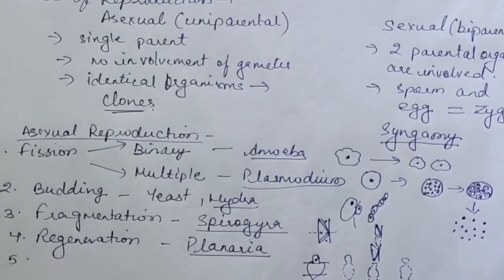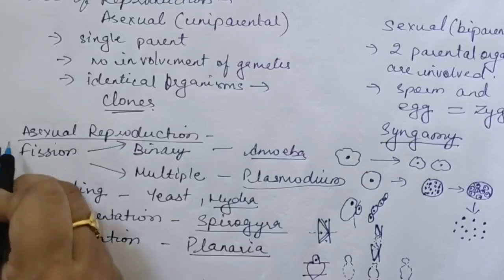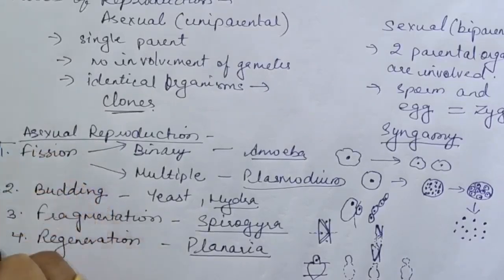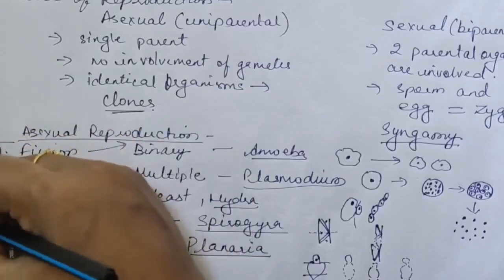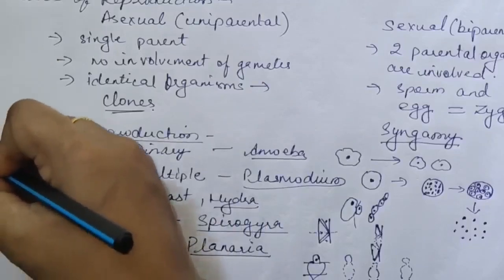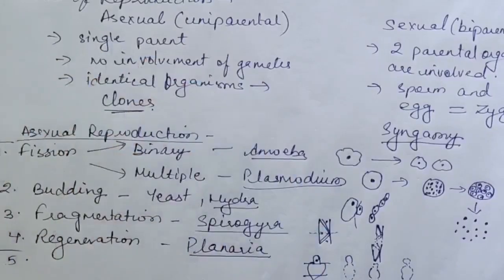This way regeneration occurs in planaria. All these asexual reproduction types are for unicellular organisms. Now we'll see how asexual reproduction occurs in plants and animals. In animals, it can be seen in lower organisms like fungus, algae.